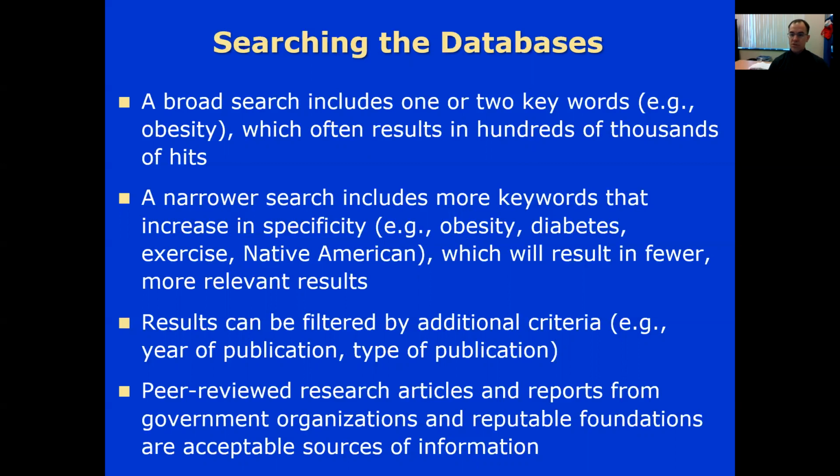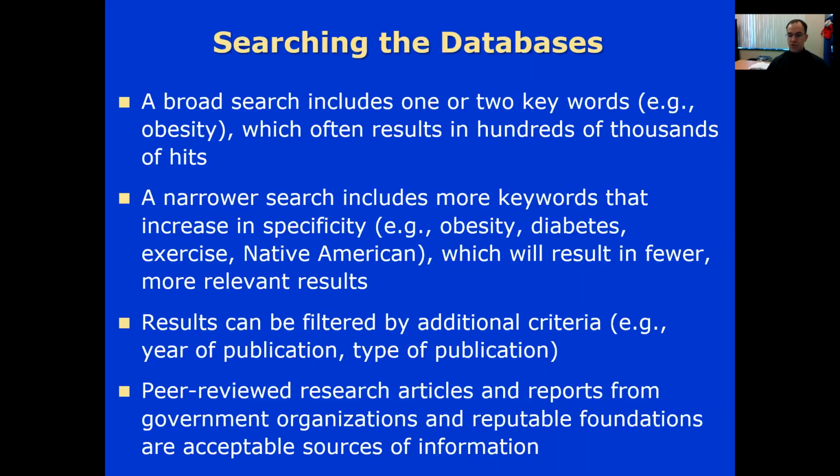So the idea is as you continue to add keywords, it will start to refine the number of articles that are available. And results can be filtered by additional criteria, for example, year of publication, type of publication, if it includes humans or non-humans, rodents. And peer-reviewed research articles and reports from government organizations and reputable foundations are acceptable sources of information that can be used in research and often provide a good foundation, especially for broad data about the problem.